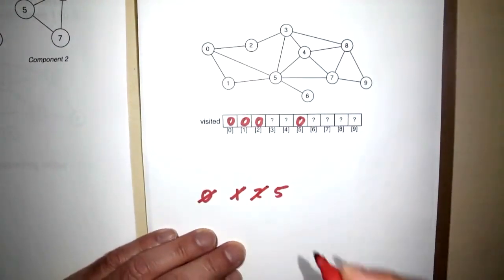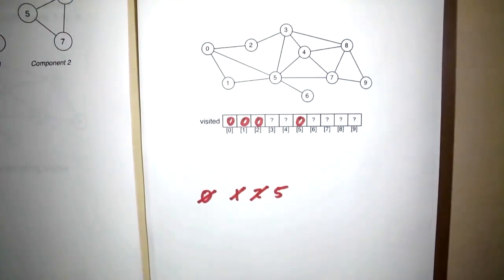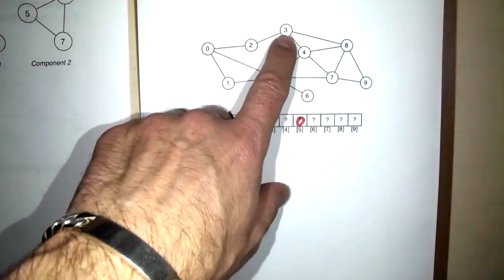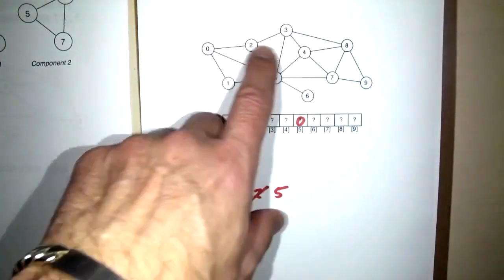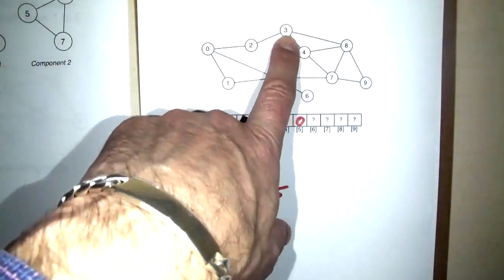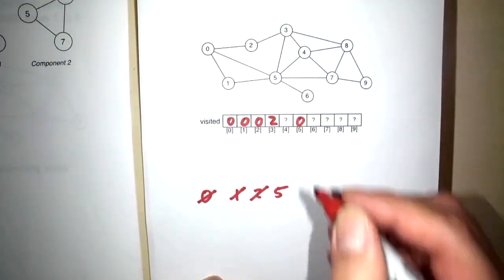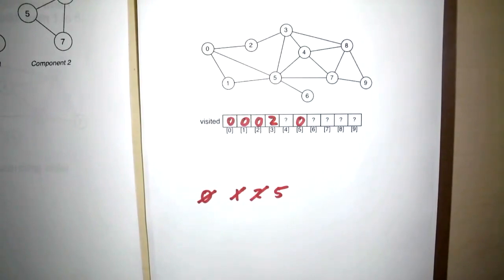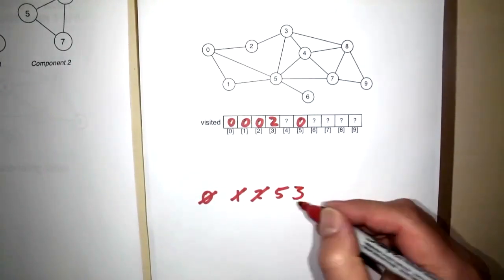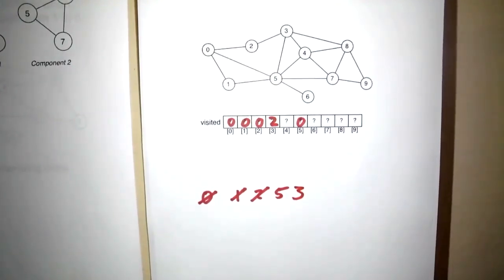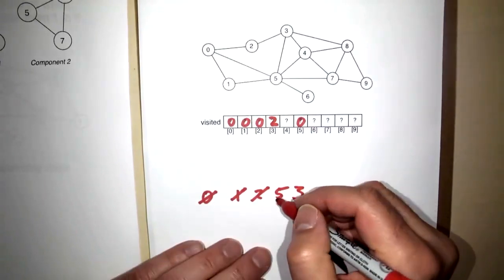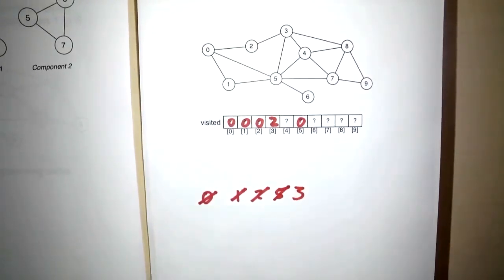We continue with 2. And 2 has 2 neighbors, 0 and 3. We've already visited 0, but we haven't visited 3 yet. So we can put in 2 here. This is where we just came from. And we add 3 at the end of the queue. Our next vertex at the front is 5.